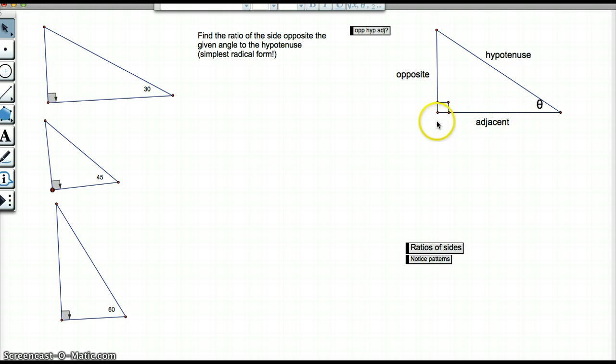Now, of course, there are two sides that are really adjacent to theta, the adjacent side and the hypotenuse. But the hypotenuse is across from the 90-degree angle, so we're always going to call it the hypotenuse. Knowing where the opposite and adjacent and hypotenuse are really depends on where the angle is. So if I moved my theta up here, now this side would be opposite theta, and this side would be adjacent to theta, and my hypotenuse would still be in the same place, across from the right angle.